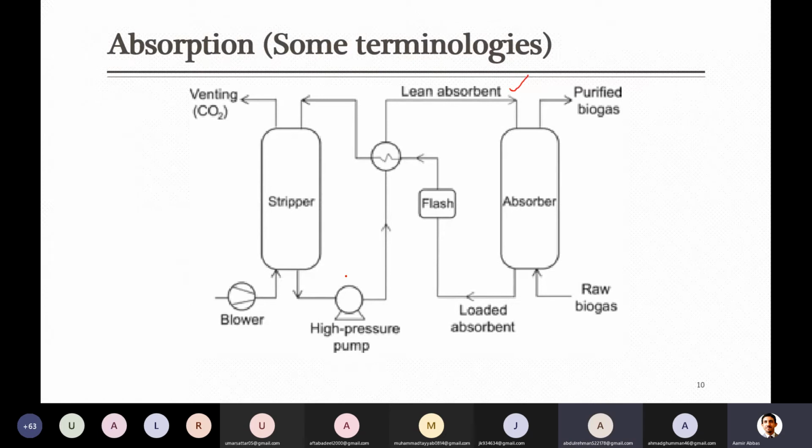Sir, height... Yes, good. First of all, this liquid is a valid point. Height, definitely the absorber will be a column and this will be a long column. So in order to reach this liquid to the height, definitely you have to use some pump.